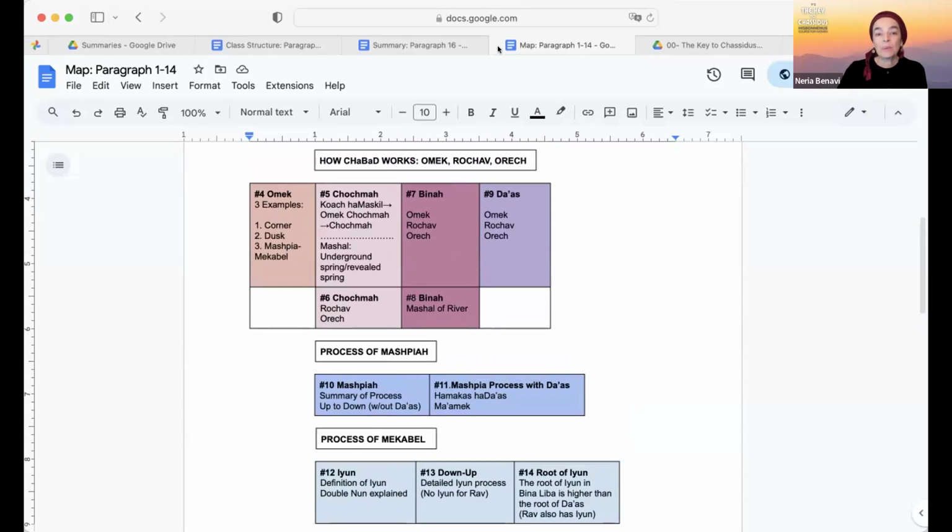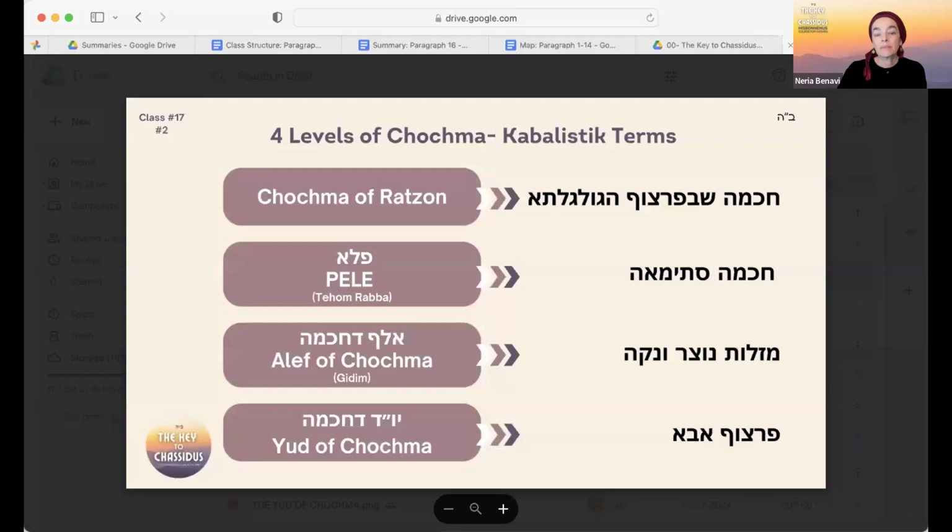And then last week, we did chapter 15. And in chapter 15, he explained to us, this was the image that we looked at finally, what the root of Chochmah is. So we went through the Yud of Chochmah, which is the Rochav of Chochmah, where there's a revelation, the first revelation of the concept into our physical brain. That was the Yud of Chochmah.